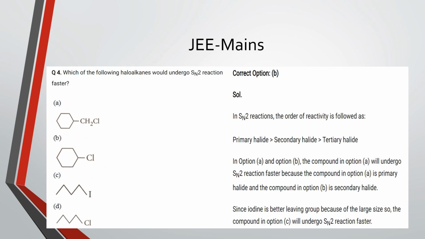On the other hand, since iodine is a better leaving group because of its large size, the compound in option C will undergo SN2 reaction faster. That is, this alkyl iodide will react faster in SN2 reaction as compared to this chloride. Both are primary in nature.